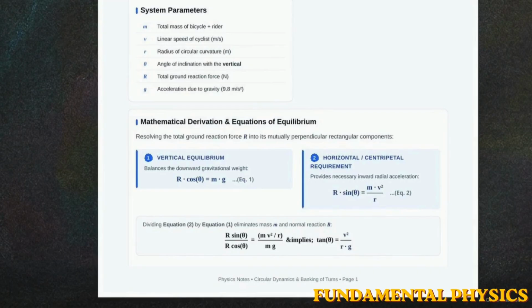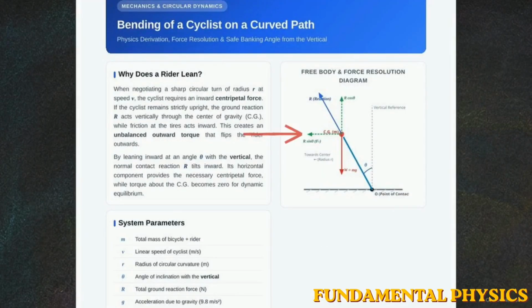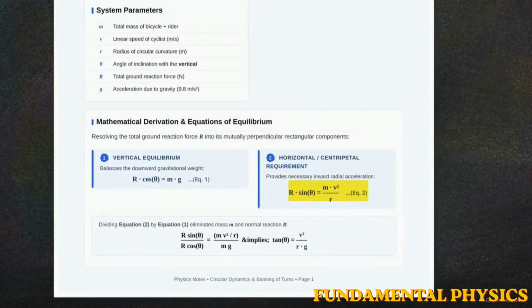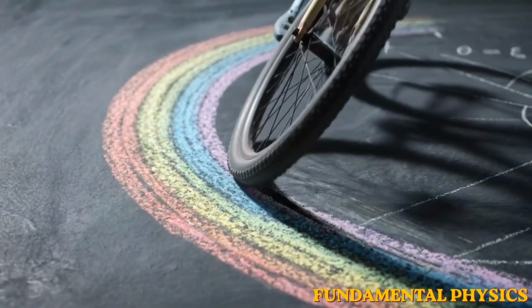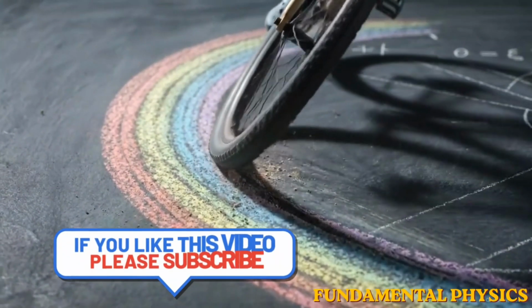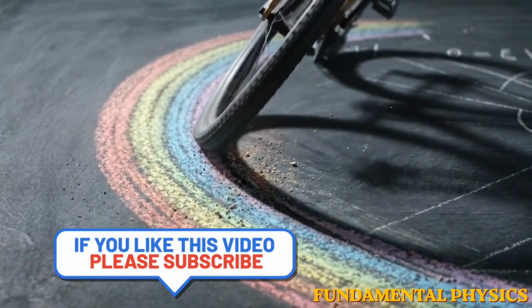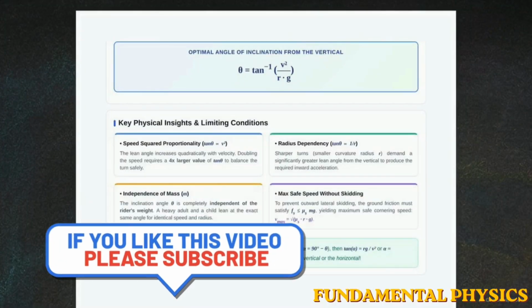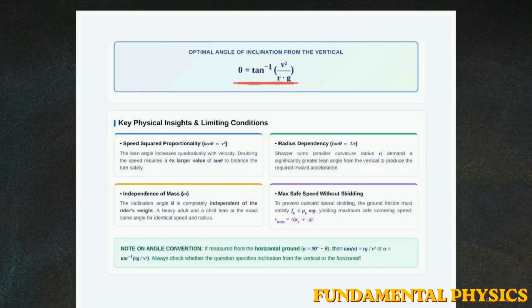The second task is generating the turn itself. This comes from the horizontal component, R sine theta. This horizontal force provides the inward centripetal acceleration necessary to maintain the circular path. By leaning into the curve, the cyclist uses the ground itself to generate the exact inward force needed to turn. By dividing the turning requirement by the gravity requirement, we find the master equation for the perfect lean angle.